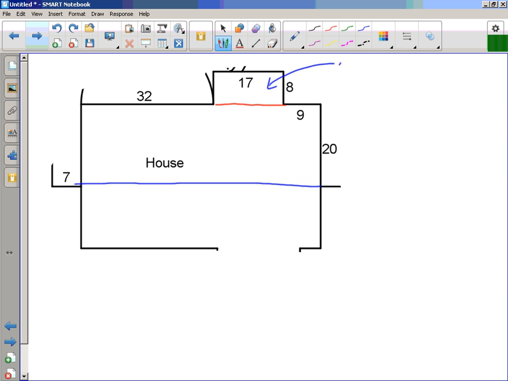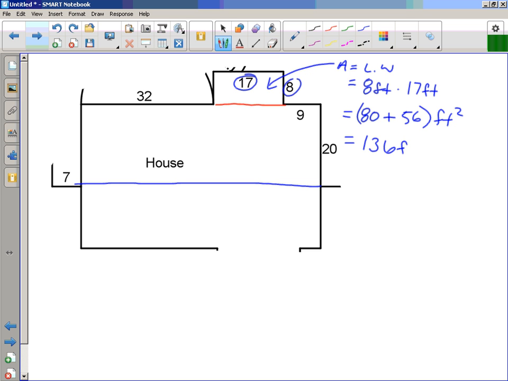So this section here, area equals length times width. Once again, the width is 8 and the length is 17. This is 8 feet times 17 feet. And that's going to be, well, it's 8 times 10, which is 80, plus 8 times 7, that's 56, feet squared. So adding those together, I'm going to get, what, 136 square feet?